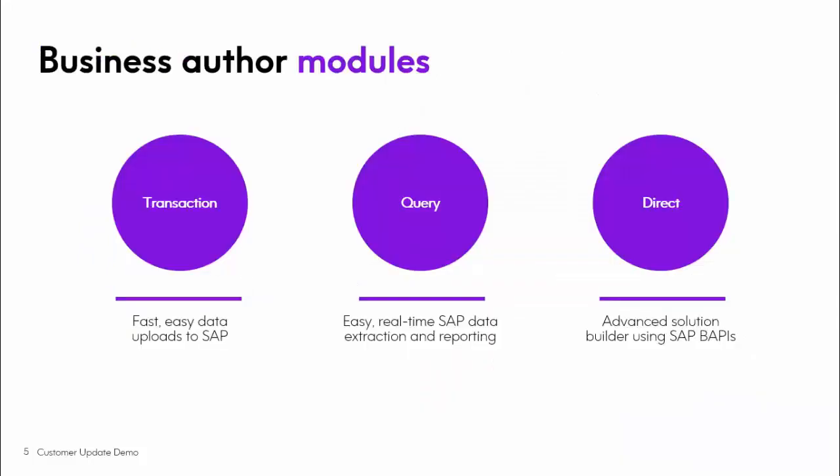Now, from our business author side, we have 3 different modules as part of Studio. Transaction, to be able to automate those SAP transactions you might have to otherwise manually walk through. Query, to extract data out of the backend system. This would be live data for either operational reports or to extract prior to updating. And then also Direct, which allows you to automate SAP BAPIs or remote enabled function modules, which are SAP programs, and there's lots and lots of them, and it's a very efficient way to interact with SAP.